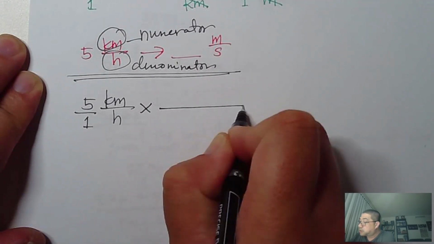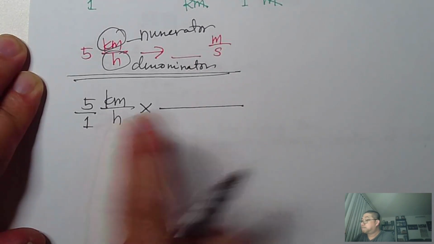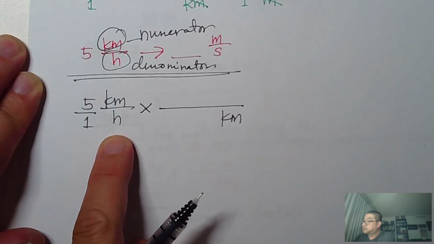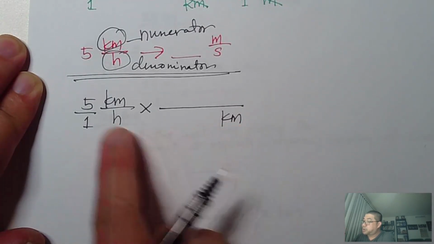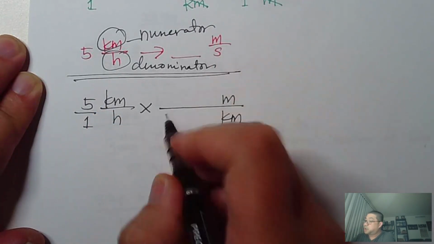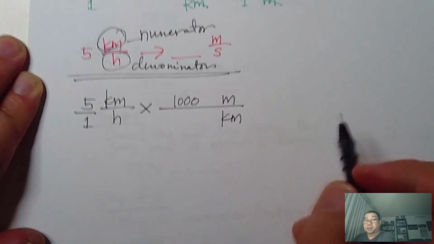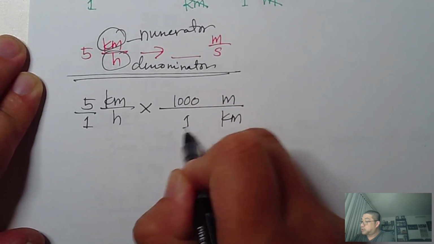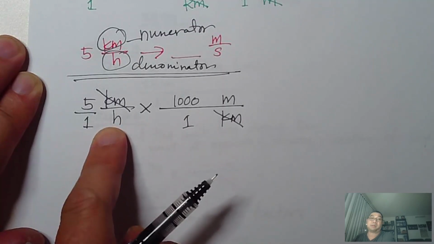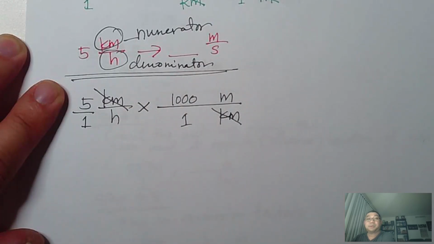Bar, where can we place our kilometers? Bottom. How about our hours? So kilometers into meters. So we have 1,000 meters divided by 1 kilometer. So we can cancel our kilometers. So meters per hour. Oh, so we're not done yet. So now we have to convert this into seconds.